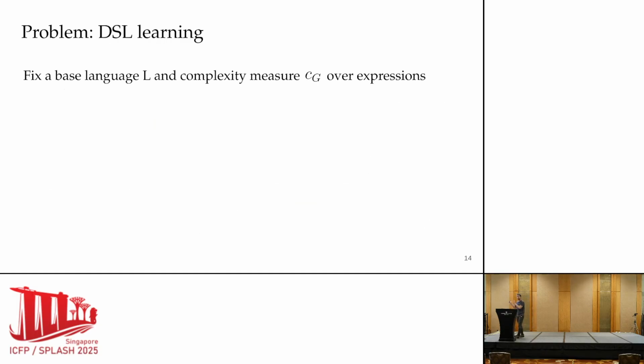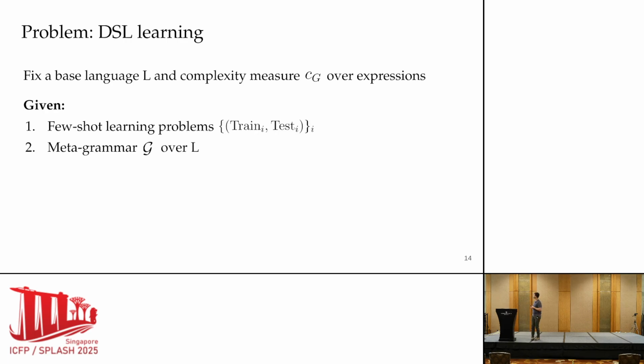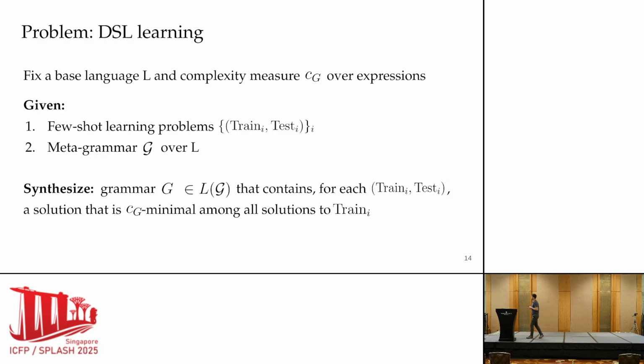So this is just a precise problem formulation. We fix some base language L, and a notion of complexity of expressions in the language L. And we're given a set of few-shot learning instances, as described, and also some kind of metagrammar, which is specifying the space of possible DSLs. And the goal is then to synthesize a grammar in that space that contains some solution for each one of these learning instances, which is also somehow minimally complex among all the expressions that solve the training sets of examples. This is just formalizing the intuition from previous slides.